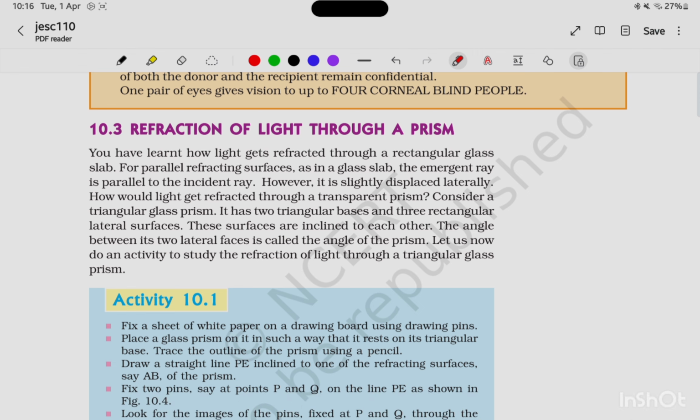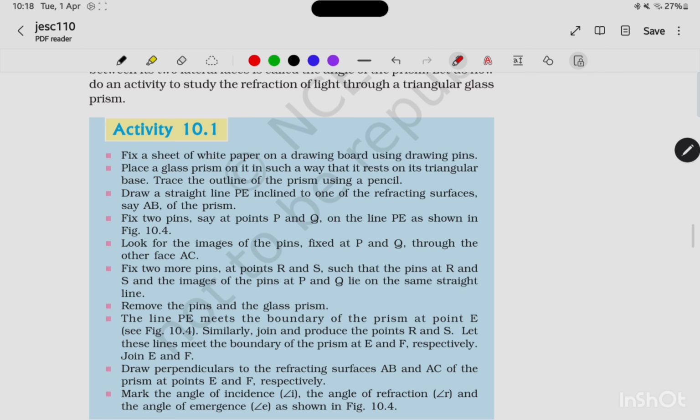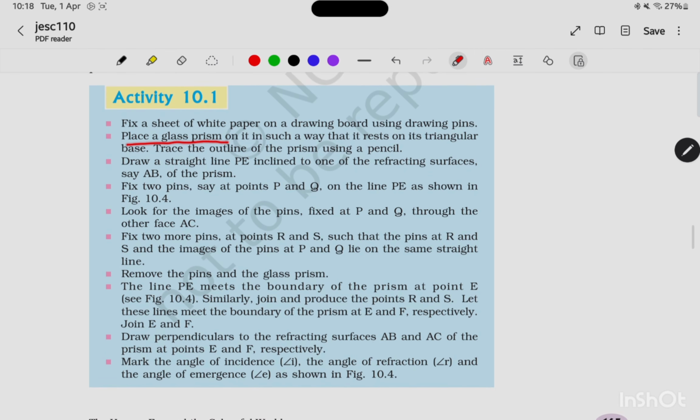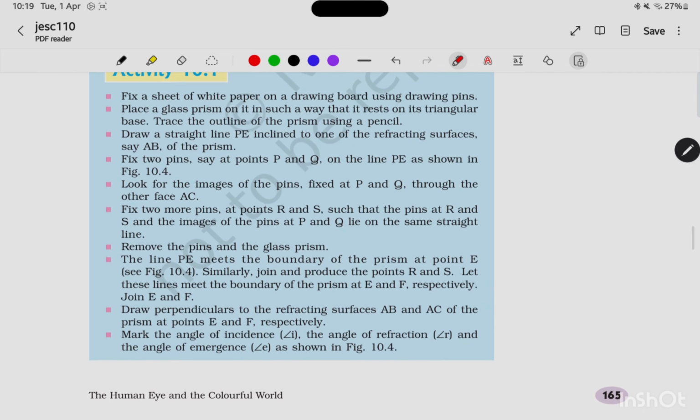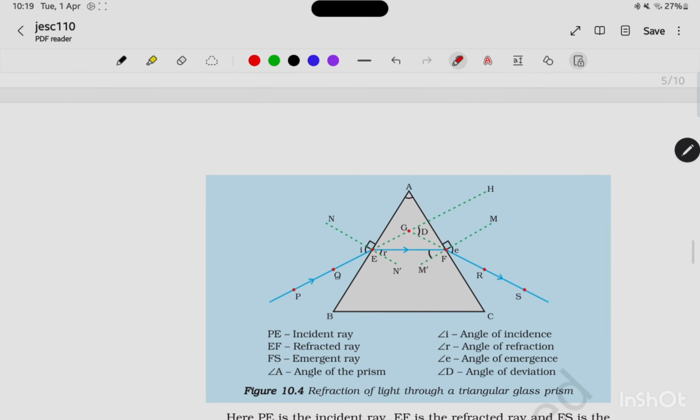Let us now do an activity to study the refraction of light through a triangular glass prism. So let's see this activity. Fix a sheet of white paper on a drawing board using drawing pins. Place a glass prism on it in such a way that it rests on its triangular base. Trace the outline of the prism using a pencil. Draw the straight line PE inclined to one of the refracting surfaces, say AB of the prism. AB is here and PE is something that is incident on this side AB.